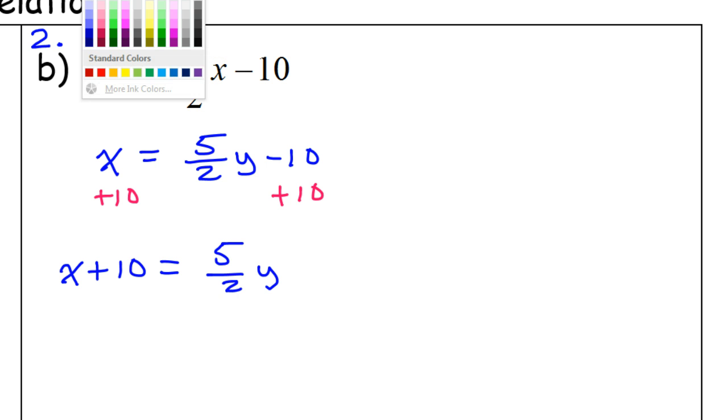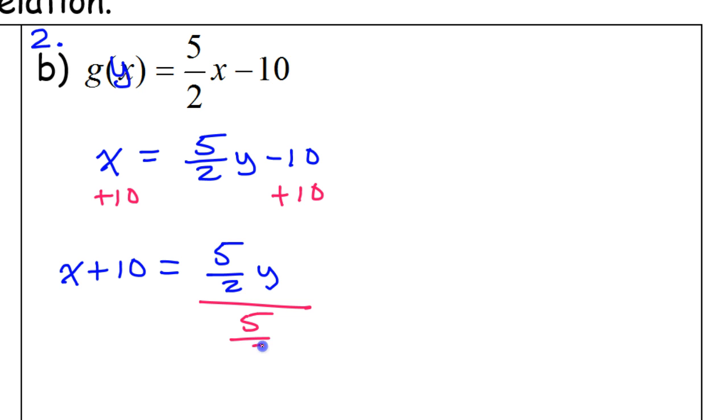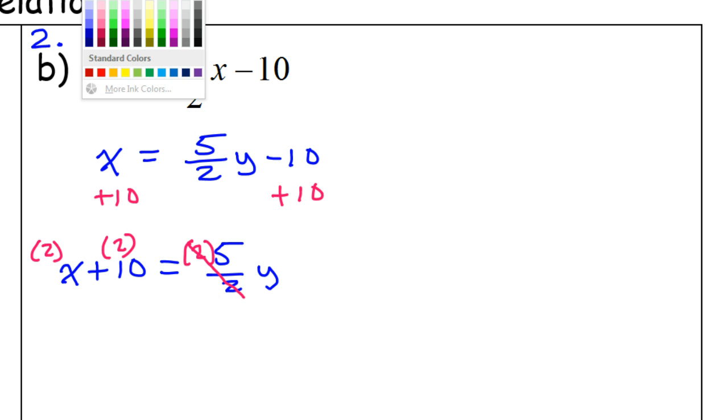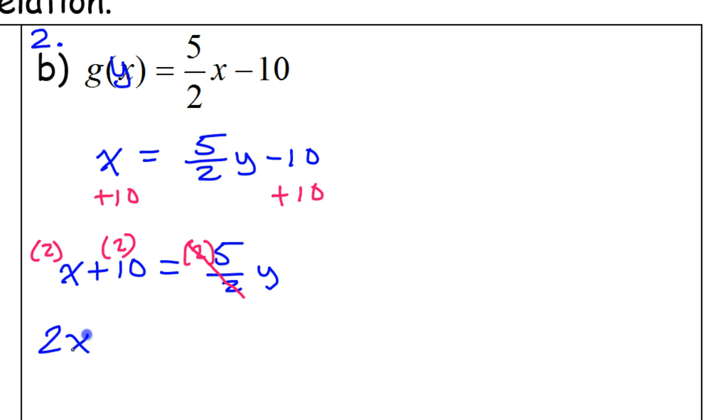Now, here's what you cannot do. You cannot put 5 over 2 over here and put 5 over 2 over here and just cross these out like that. You can't leave a fraction inside of another fraction. So we need a different strategy. What I would do is just multiply by the denominator. So if I multiply by 2 here, and by 2 here, and by 2 here, in all three places, these 2's are going to cancel each other out. So that's going to leave me with 2x plus 20 is equal to 5y.